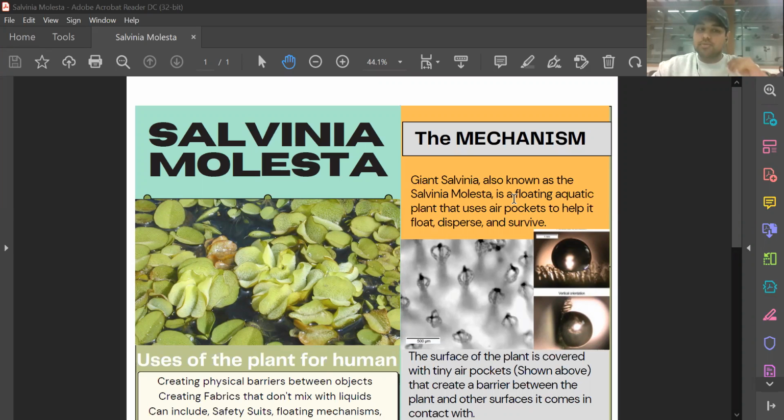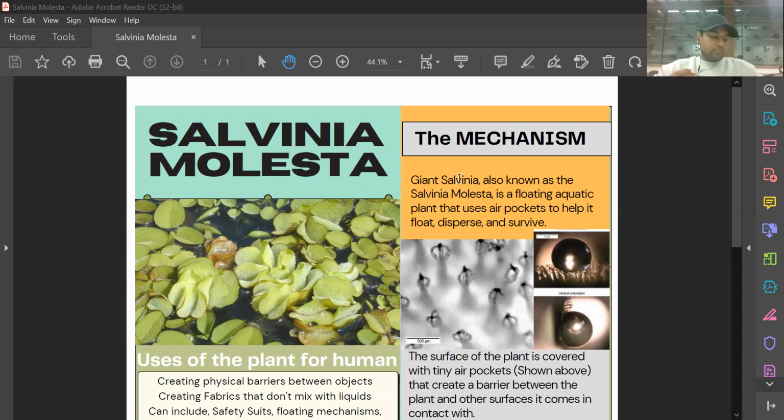The plant I've chosen for this project is Salvinia molesta. It is also known as giant Salvinia. This is a plant usually found on small lakes and ponds and other water surfaces. This is a floating aquatic plant that floats on the surface of the water body.